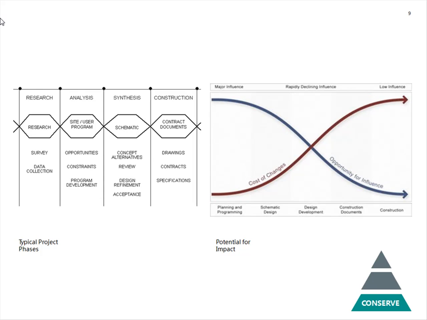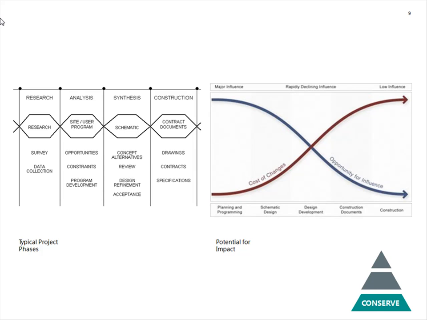There's an inverse proportion between the opportunity for influence and the cost of making changes as you move through a project. So the earlier in your project you're able to set priorities, understand hierarchies, and implement them in a decision-making process, the less it's going to cost to make changes later. As you go down this path, as more and more decisions are made, it becomes more and more expensive and more difficult to change your mind.